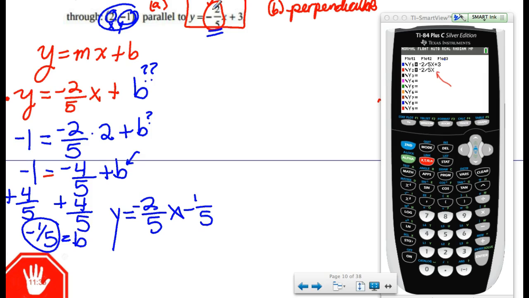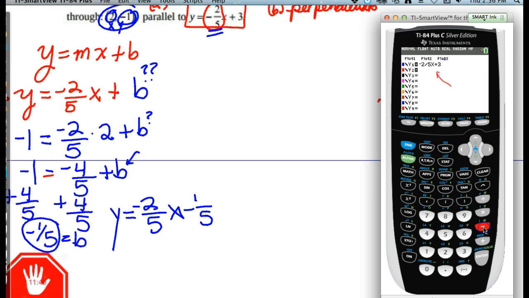Let's go see if it jives over here. So it's blinking. It's been very patient. I figured out that I need to enter a minus 1/5 right there. I'm going to go hit graph and see if it does what it's supposed to do.